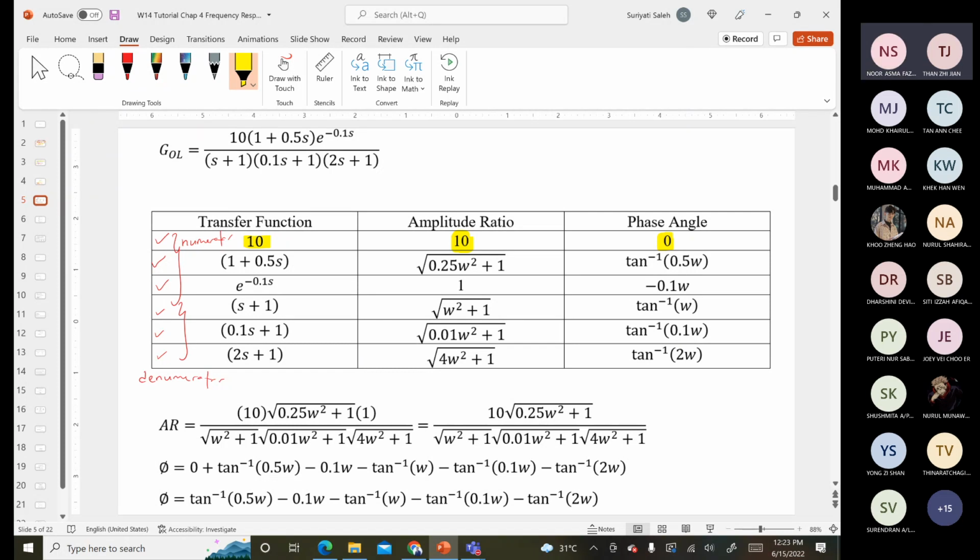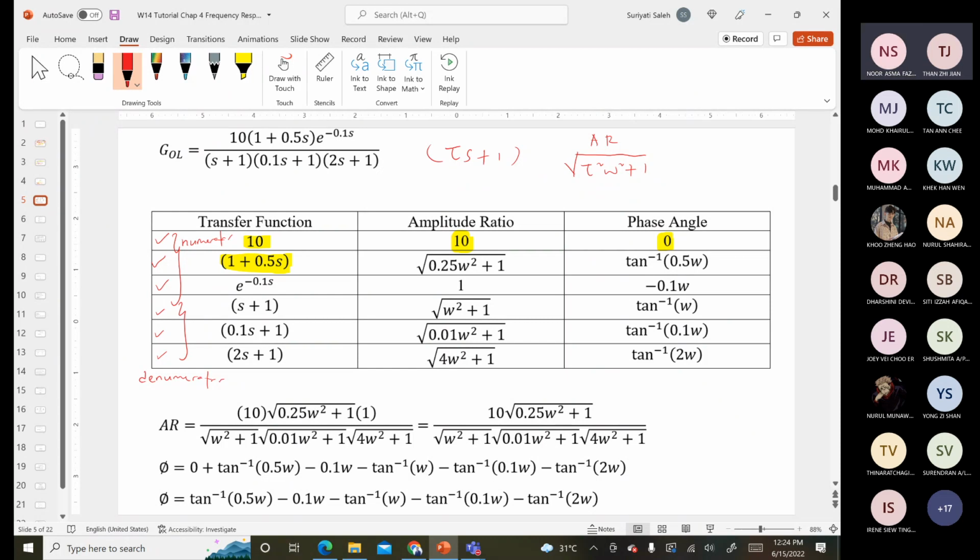And then we go for the second term, 1 plus 0.5s. If you remember, if you have tau s plus 1, the amplitude ratio automatically is square root of tau square W square plus 1. So this is the standard transformation for frequency response. In this case, you can see square root, and then the tau 0.5 becomes tau square, which is 0.25 W square plus 1.